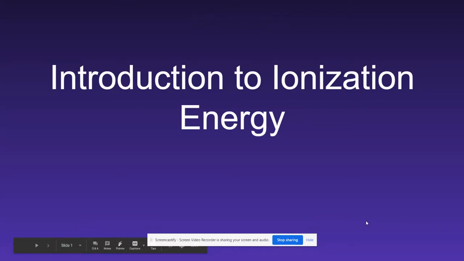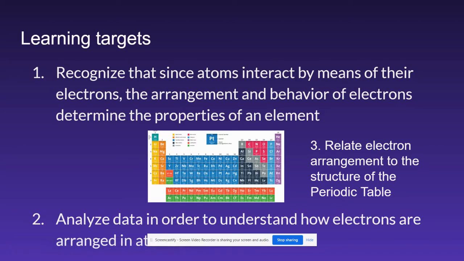All right, in this little talk, we're going to look back at things that we've already learned and pull them together as an introduction to exploring something called the ionization energy of atoms. So our learning targets, number one, recognize that since atoms interact by means of their electrons, the arrangement and behavior of electrons determines the properties of an element. So our main focus is to find out how the electrons are arranged and how they behave.